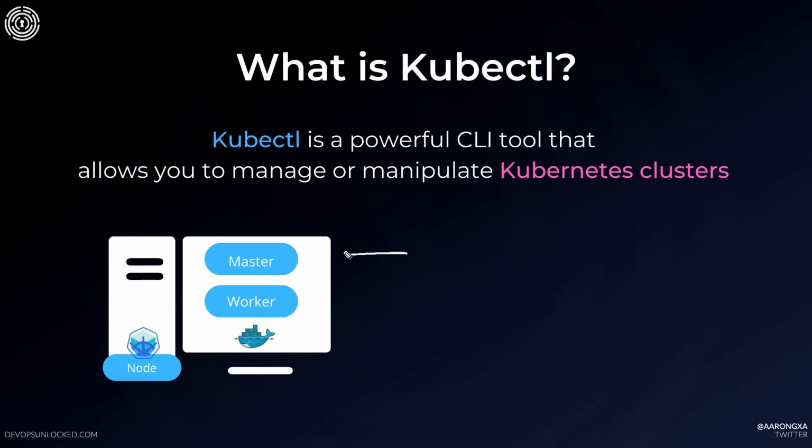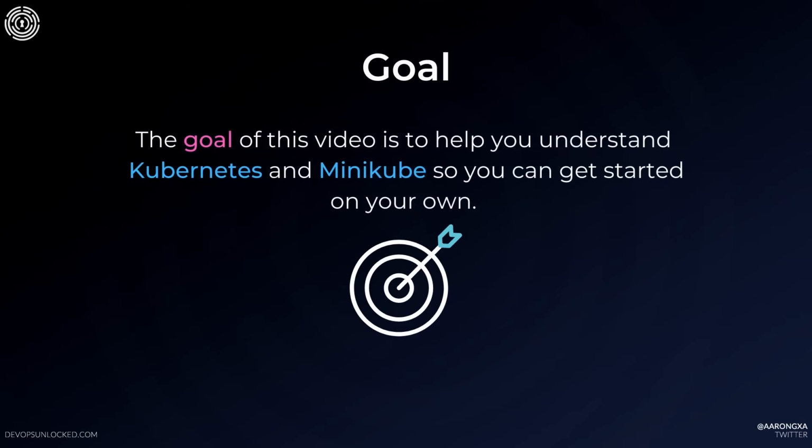One of the master processes is the API server, which is an HTTP API that allows users or external components to communicate with your Kubernetes cluster. And if you're following along, we will interact with the API one of two ways, using Kubectl and the UI with the Kubernetes Dashboard. And finally, the goal of this video is to help you understand Kubernetes and Minikube so you can get started and on your own.